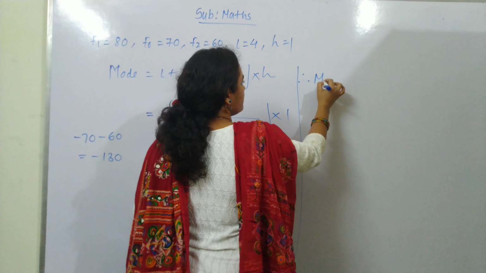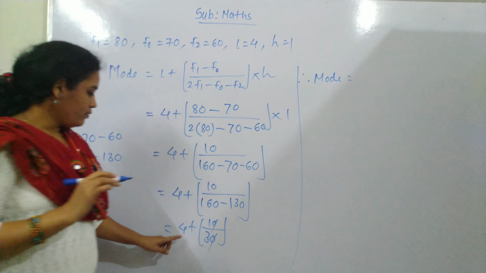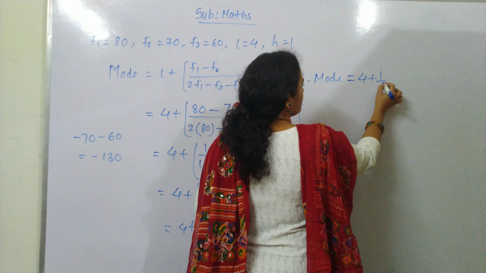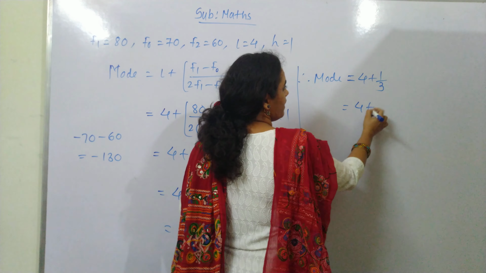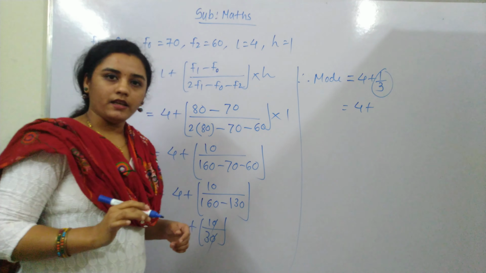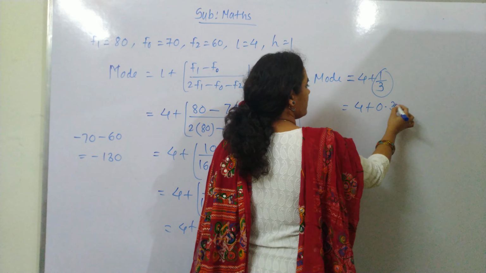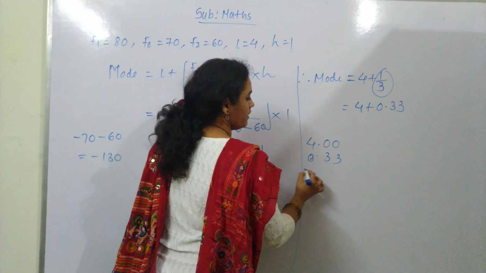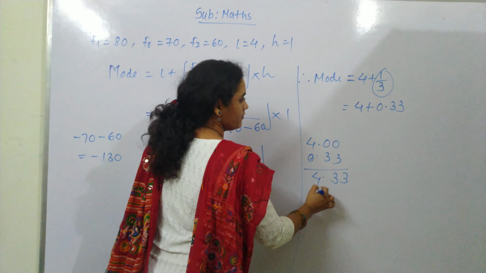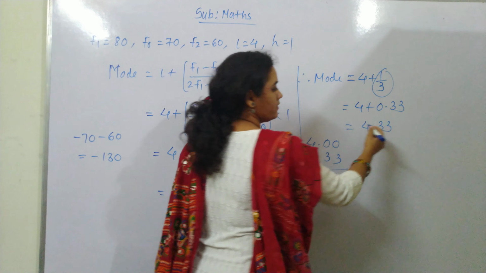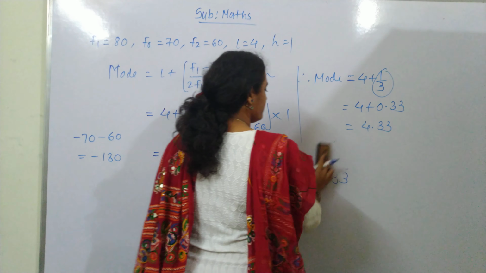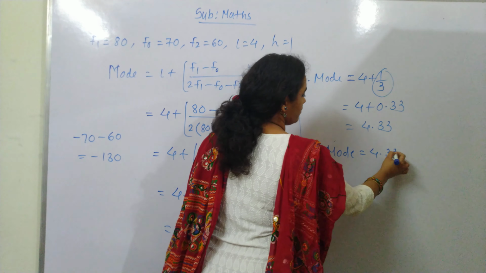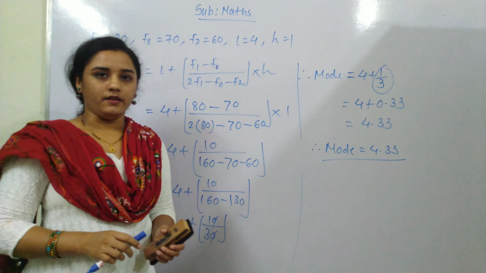Therefore, mode is equal to 4 plus 1 upon 3. 1 divided by 3 is equal to 0.33. So 4 plus 0.33 is equal to 4.33. Therefore, mode is equal to 4.33. Thank you.